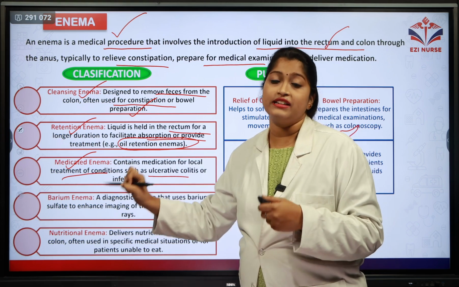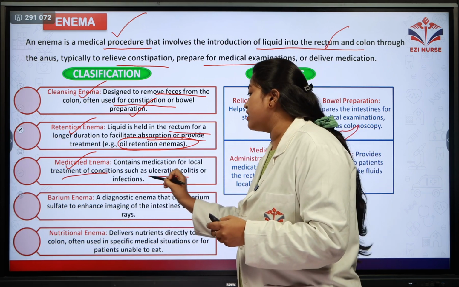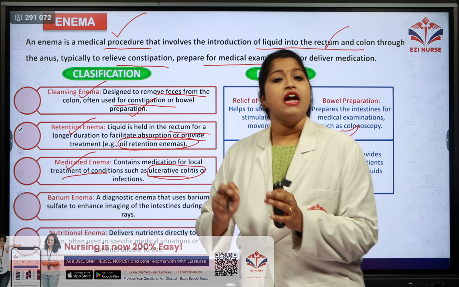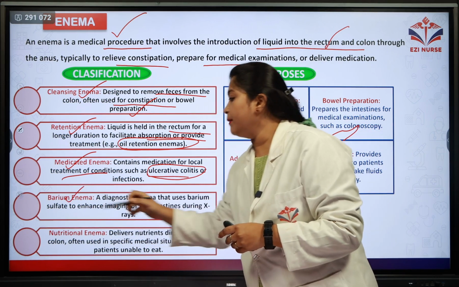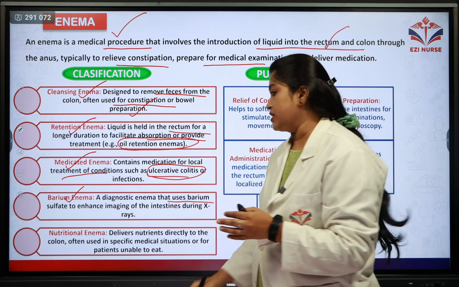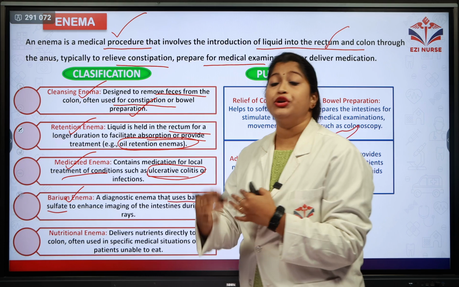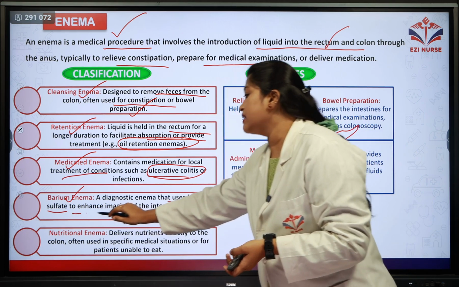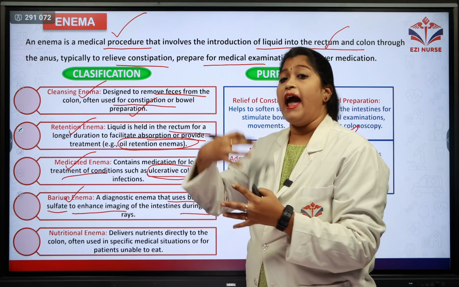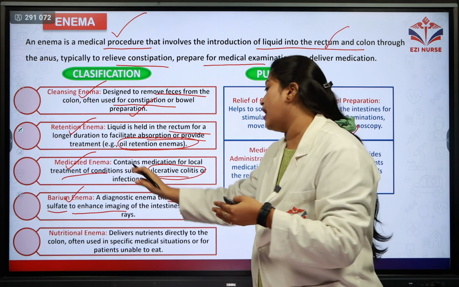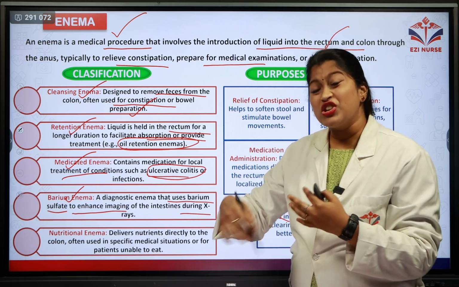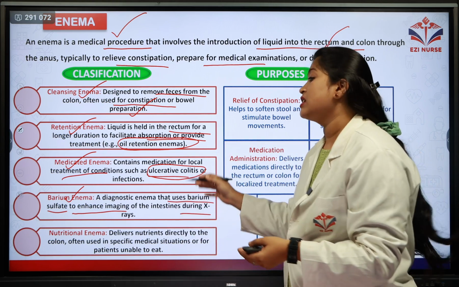They need to medicate that area, and hence, especially if there are ulcers in the colon and any infections, we are giving the medicated enema. So the next type is the barium enema. It's a diagnostic enema that uses barium sulfate. It is using this barium sulfate to enhance the imaging when we are doing X-rays of the intestine. It helps in visualizing the intestines in a very good manner. The visualization is enhanced with this barium enema.